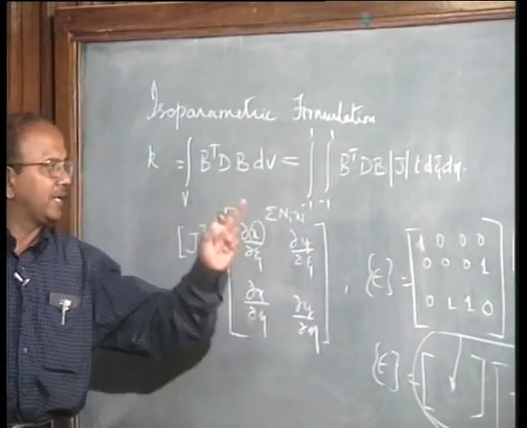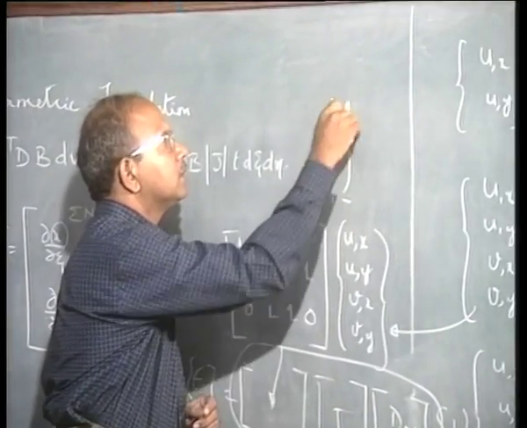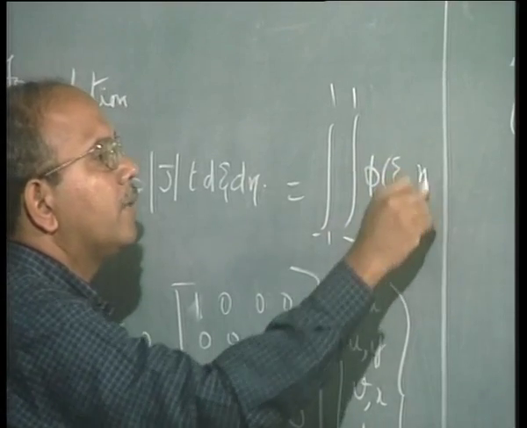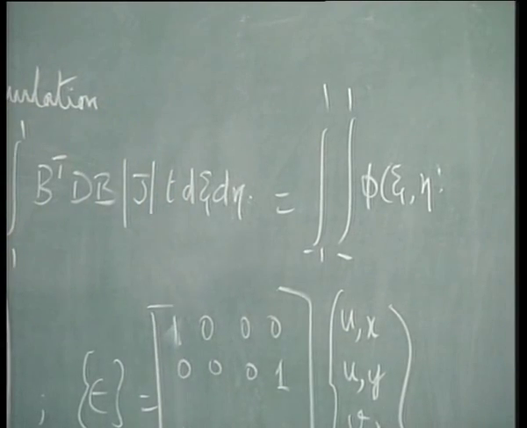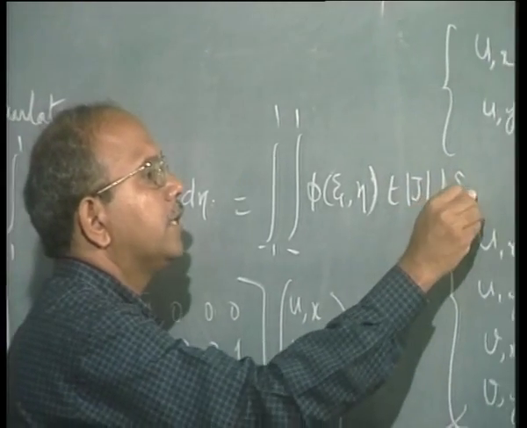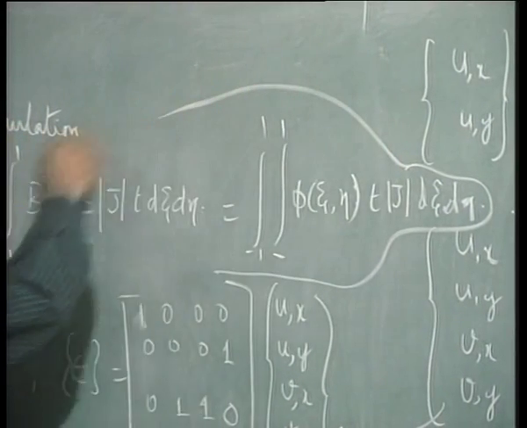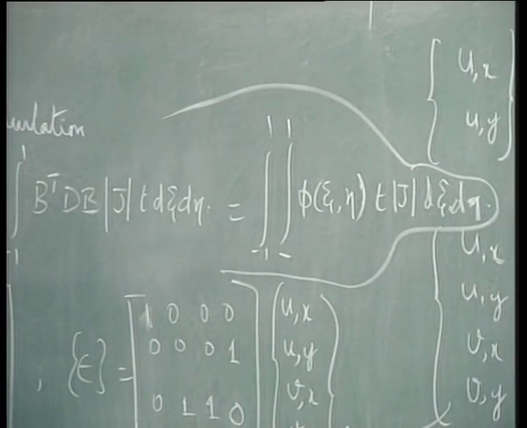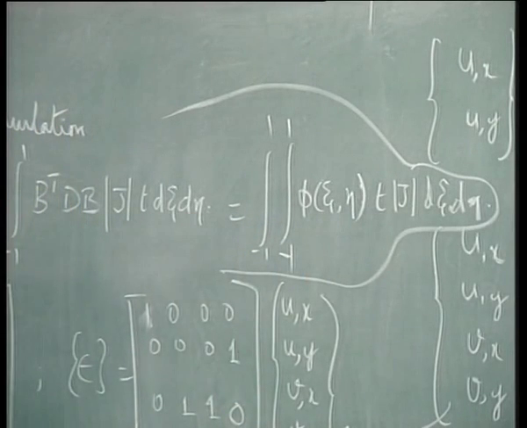Okay, in other words, we can write down that k as integral of phi, say psi comma eta, t j d psi, sorry, d eta. So we can write down k like that. So our next step is to evaluate this particular integral.